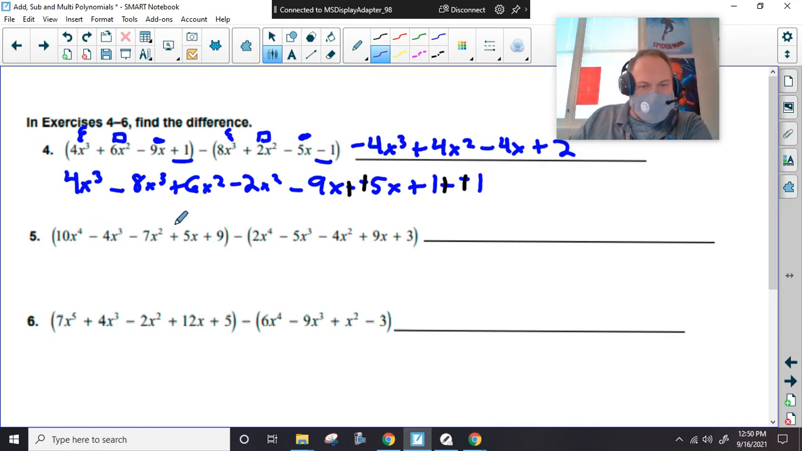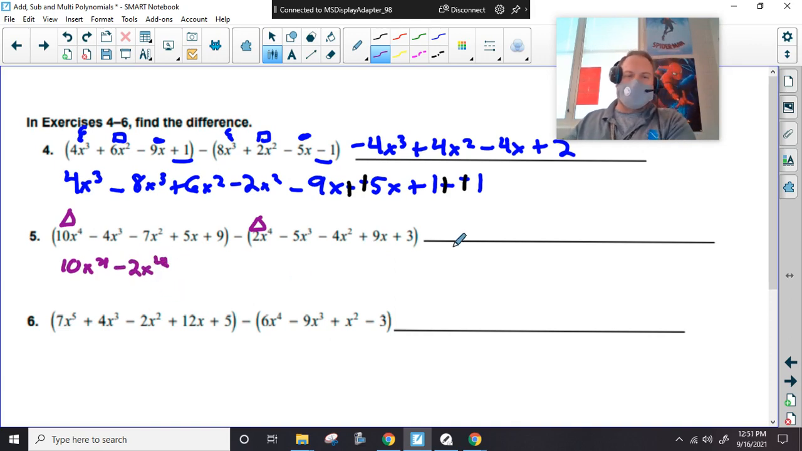All right, so let's look here. It looks like to the 4th. So we have 10x to the 4th minus 2x to the 4th. May the 4th be with you, and you get 6x to the 4th. Oh, wait, 8.